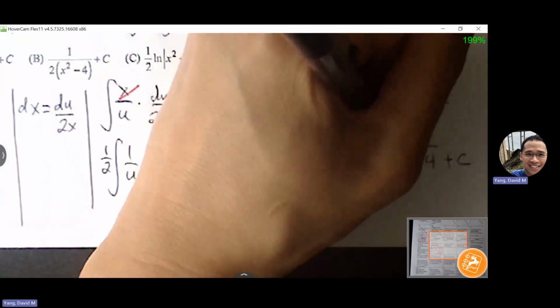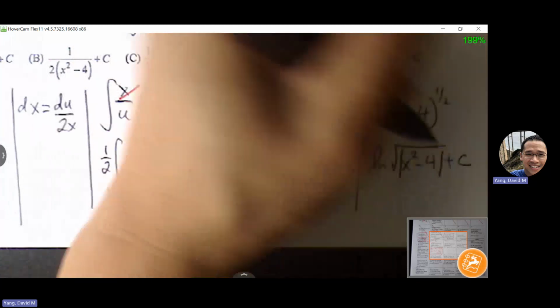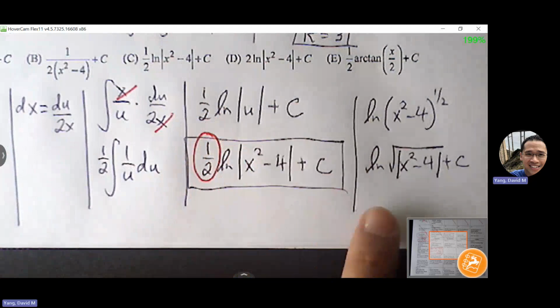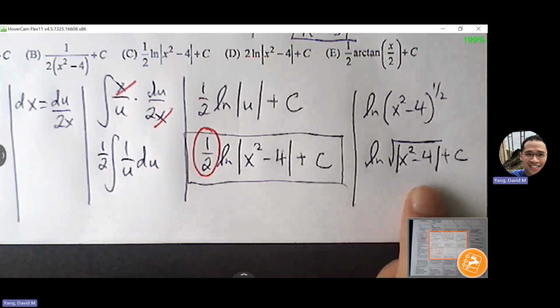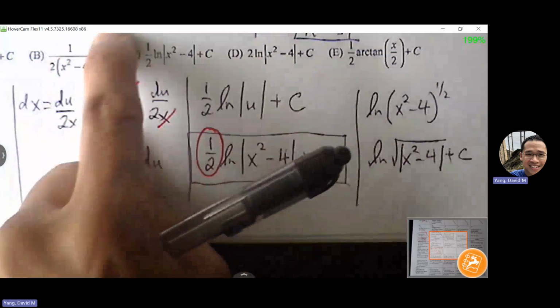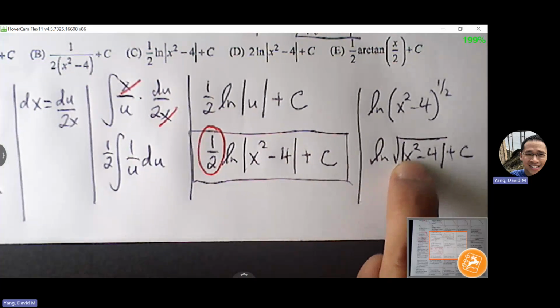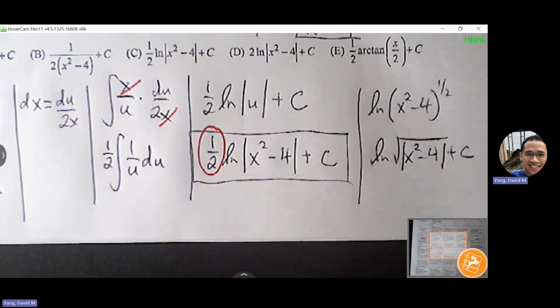You're right. The absolute value would have to be in place unless they specify that x is greater than 2. Yeah, that absolute value will still have to be there to ensure that we're not getting a negative number.